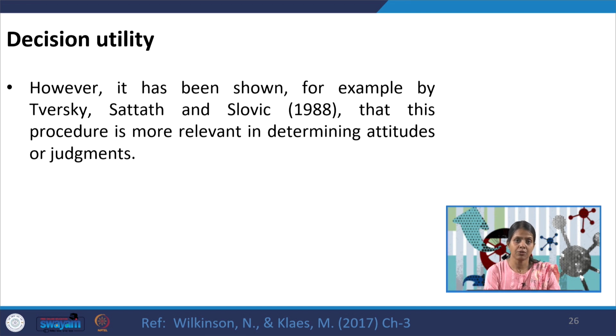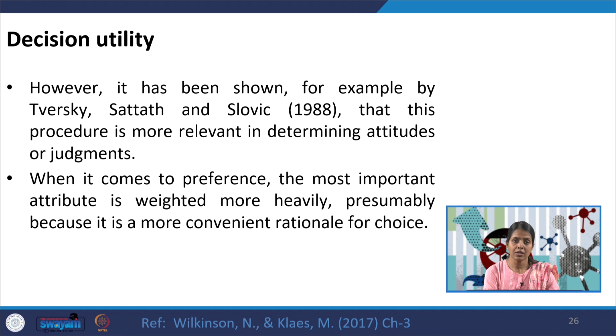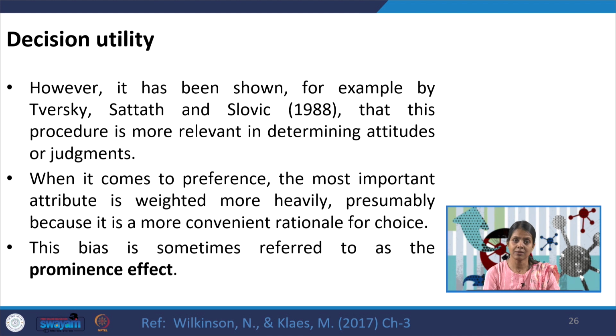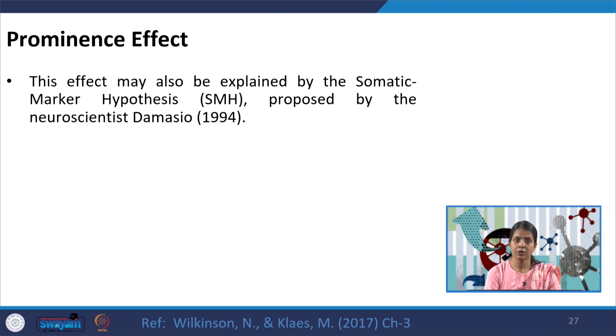However, it has been shown, for example, by Tversky, Sattath and Slovic that this procedure is more relevant in determining attitudes or judgments. When it comes to preference, the most important attribute is weighted more heavily, presumably because it is a more convenient rationale for choice. This bias is sometimes referred to as the prominence effect. This effect may also be explained by the somatic marker hypothesis proposed by the neuroscientist Damasio.